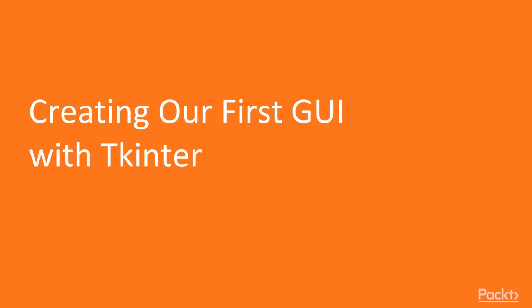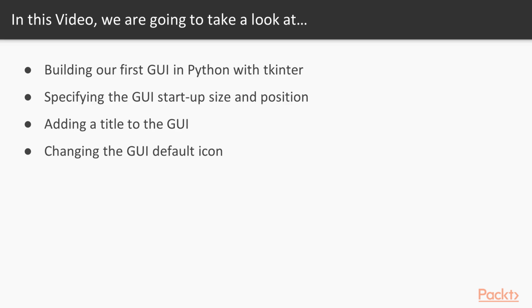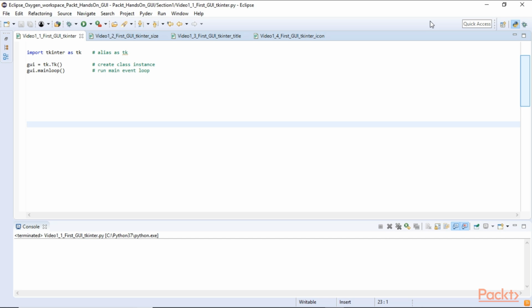In this first video, we will be building our first GUI with Python and Tkinter. So we'll create our first GUI and we'll be specifying the startup size and the position of our GUI. Then we'll be adding a title to the GUI, and after that we will be changing the GUI default icon. In only 3 lines of code we can create a functional running GUI in Python with the Tkinter framework.